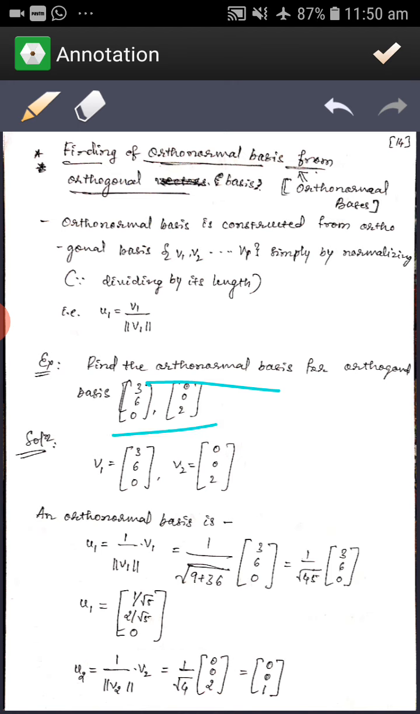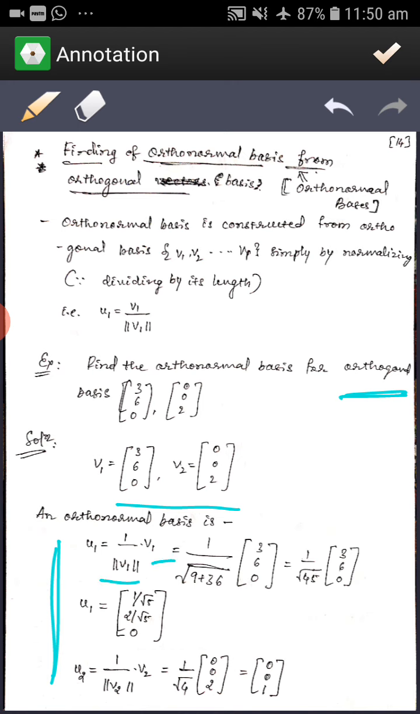Orthonormal basis for the orthogonal vectors: here he has already given the orthogonal basis. There is no need to apply the Gram-Schmidt process, since these are already orthogonal. So now we need to calculate only the unit vectors. So u1 is equal to v1 divided by the length of the v1 vector. So we are calculating 1 divided by the length of the vector.